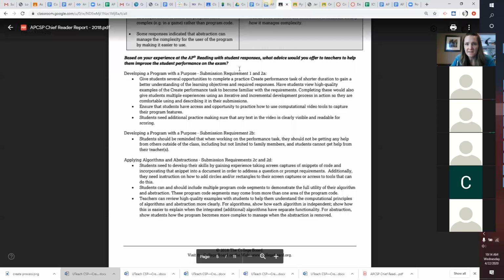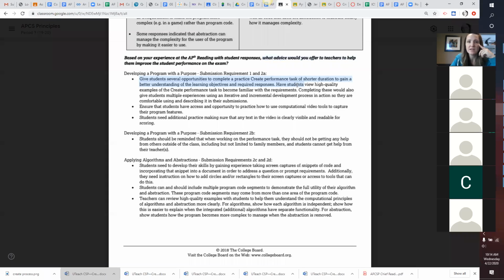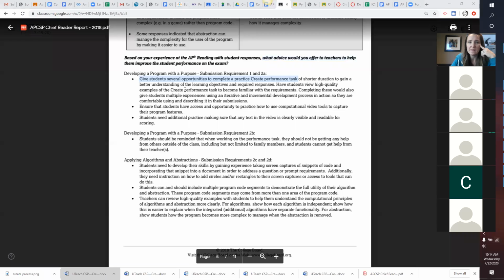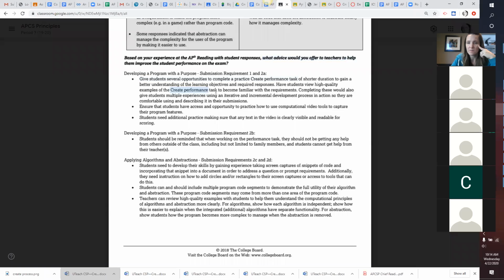Other good stuff that's in here, they talk about some advice. What advice would you offer teachers to help them improve the student performance on the exam? For submission requirements 1 and 2A, there's some really good advice in here. We've spent a lot of time talking about how to become familiar with the requirements. When we made our Pong game, we explicitly talked about the complexity of the Pong game allowing us to have an algorithm that contained 2 sub-algorithms. And then we were trying to write about that, right? So we were practicing that.